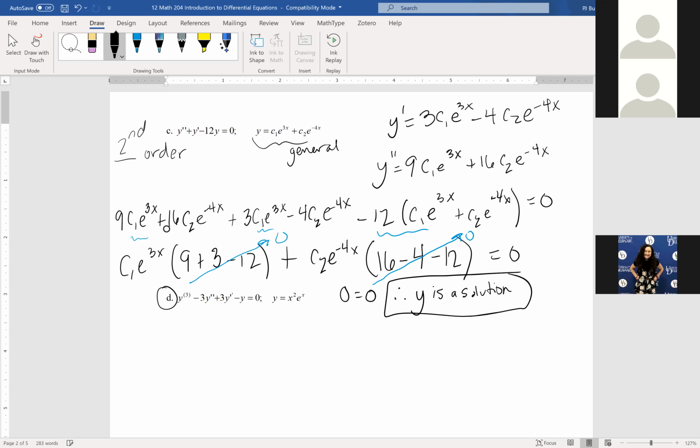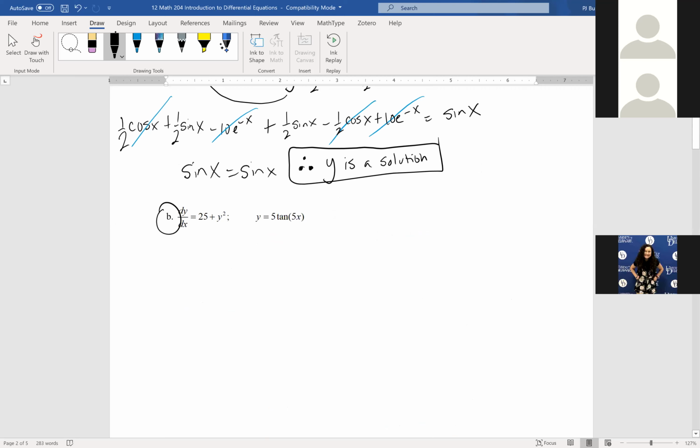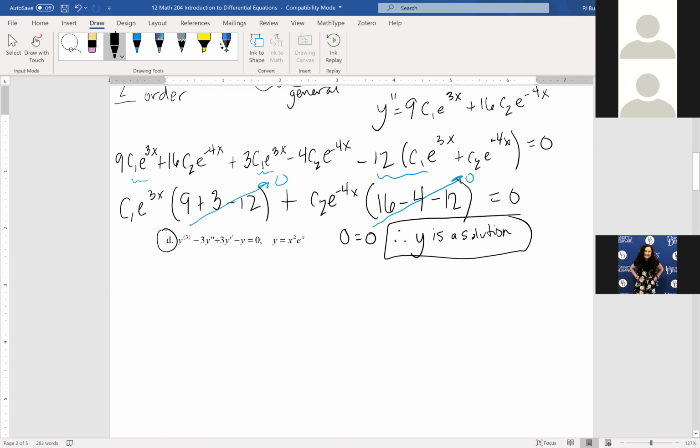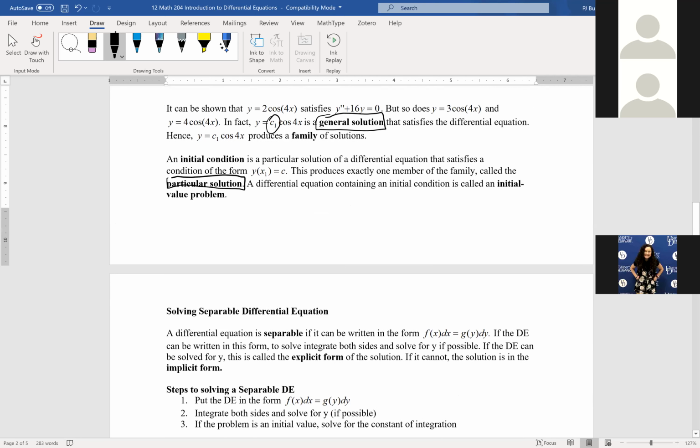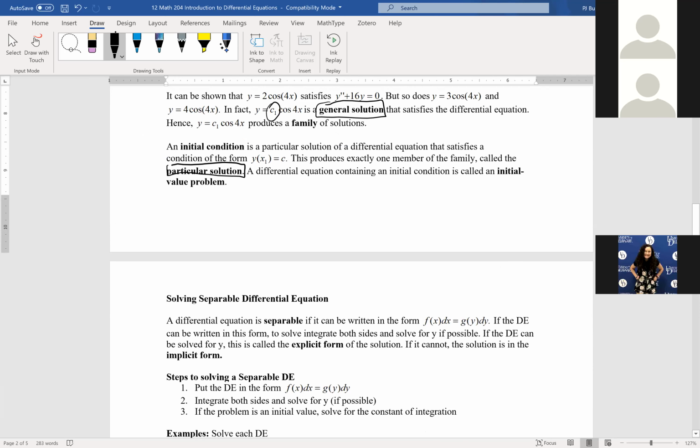Now, I think off the top of my head, I want to say all of these turn out to be solutions, but just keep in mind that that doesn't always have to be the case. So I'll leave those other two for you. I'll talk about these solutions again, and then I'll start separable, and then I'll break you guys out and let you try some of these problems.